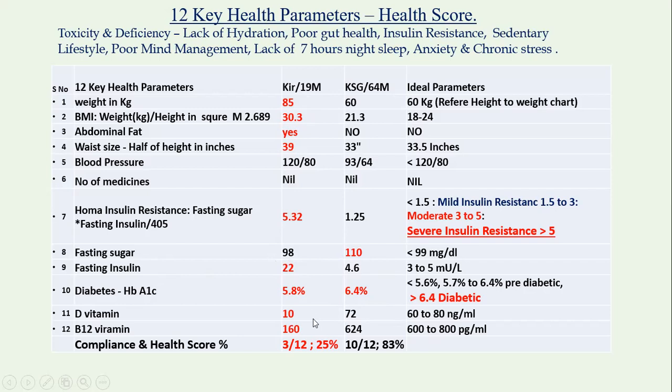Vitamin D level should be 60 to 80. Look, he's at 10. And B12 also should be around 600 to 800. It's 160. Why this? Because he has had all these issues, or some of them, for many, many years. Look, he's only 19. That means he has messed up his health in the last few years, or probably from childhood. People are not conscious, they have not taken care. So out of 12 parameters, he is okay on only 3. That means his health score is 25%, whereas my score is 83%. Right, friends?